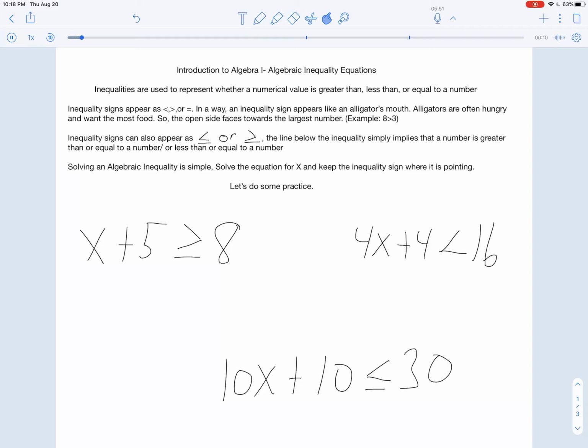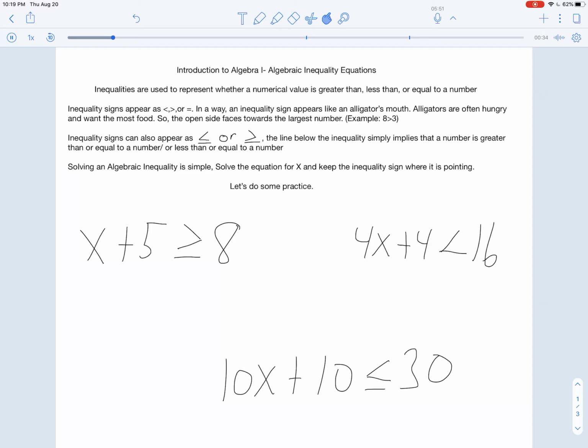Inequalities are used to represent whether a numerical value is greater than, less than, or equal to a number. Inequality signs appear as greater than, less than, or equal to, as shown on screen. In a way, an inequality sign appears like an alligator's mouth. Alligators are often hungry and want the most food. So the open side faces towards the largest number.